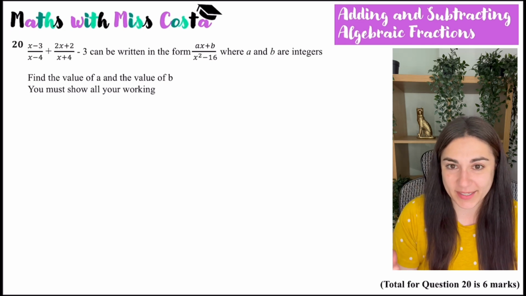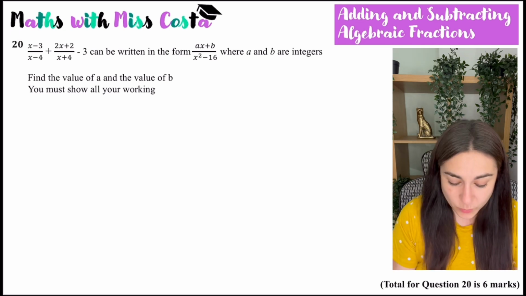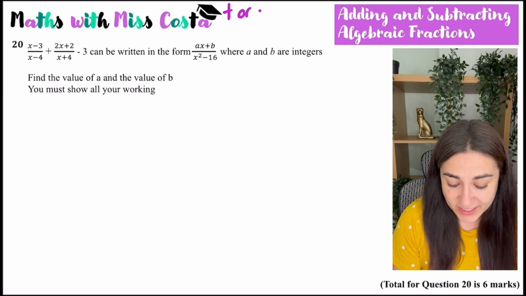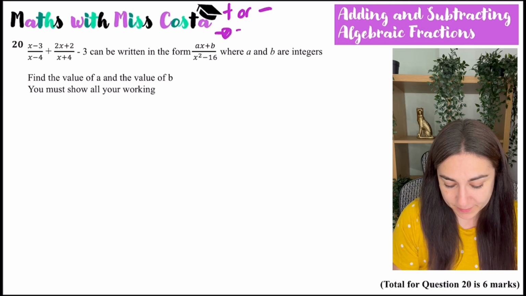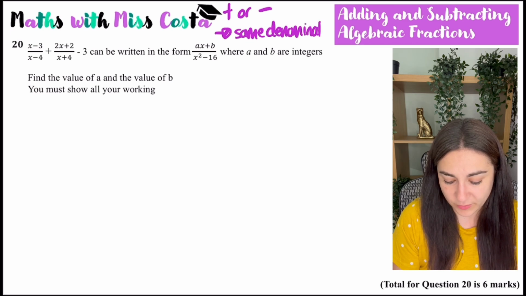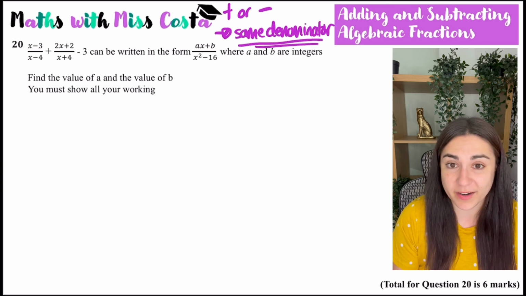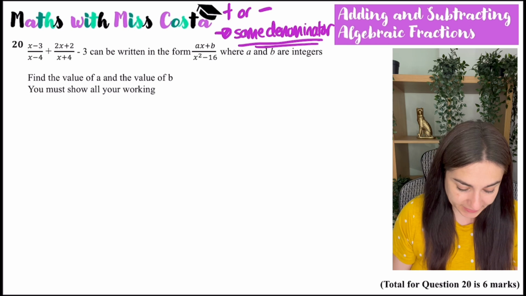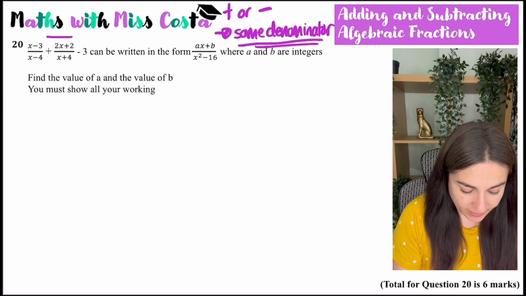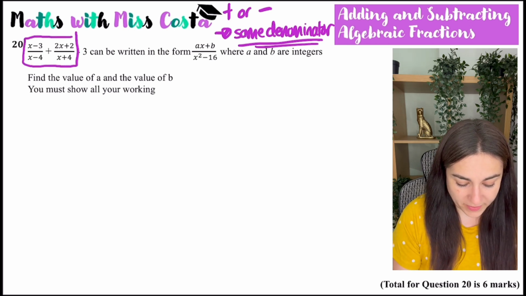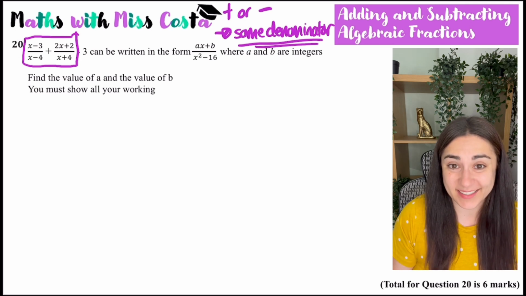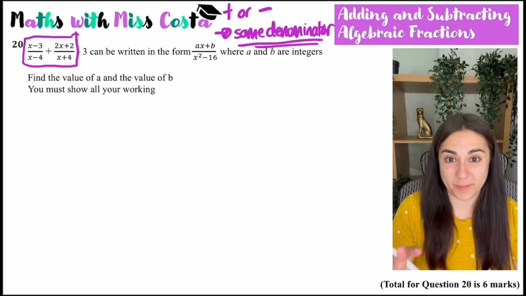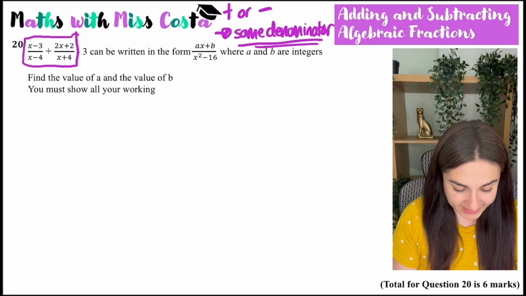So the key thing that we need to remember is that in order to add or subtract fractions, they just need the same denominator. That's the key thing for basic fractions, algebraic fractions, any kind of fractions. What we want to do is probably just start with this bit and ignore the -3 till later. Just separate it, work on it bit by bit, simplify it, and then bring everything together.